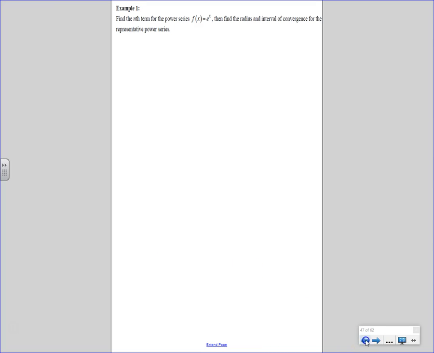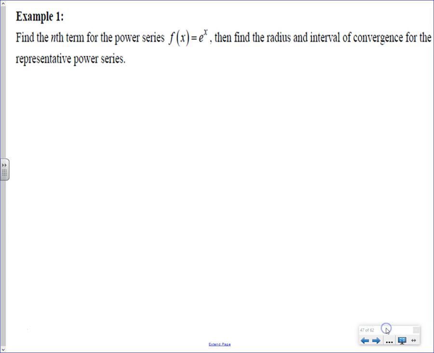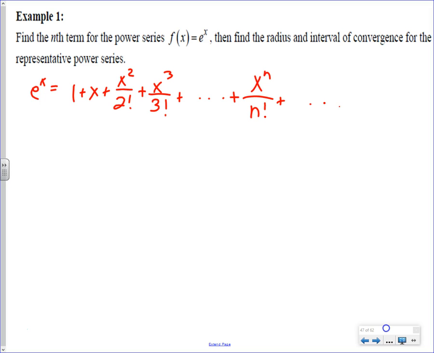Okay, this one says, find the nth term. Because we can't figure out the interval of convergence if we don't have the nth term, so we have to start there. So the nth term, hold on, e to the x, what does he equal? We just talked about him. 1 plus x plus, keep me honest, plus x cubed over, what's the nth term? Is that good?